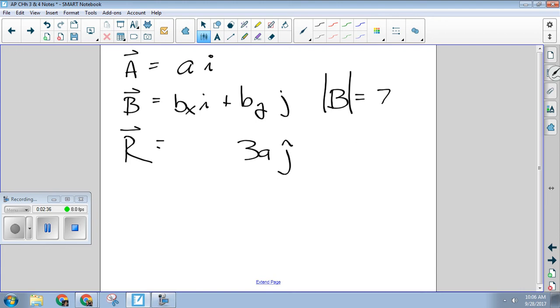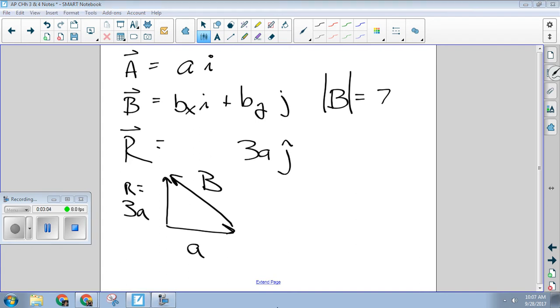All right, so let's see if we can draw this. A drawing might help us. So I've got my vector A pointing this way. It's got a magnitude of A. I've got some mysterious vector B that points off in some direction. And my result has to be this. So this must be vector B. Do you guys agree that this is A plus B equals R? Yes.